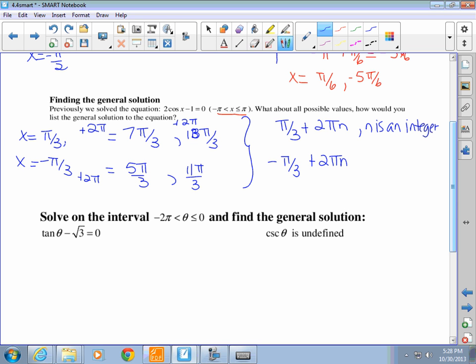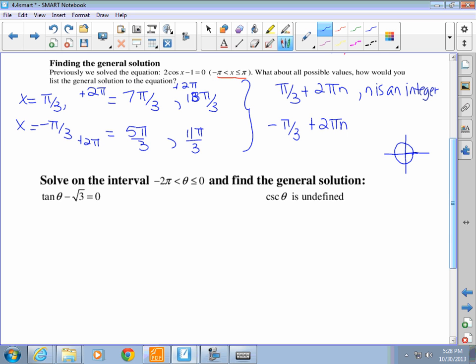Okay, so let's solve the next one. This is on the interval between negative 2 pi and 0. So if I think about it here, I'm doing this and then 0. And then it says, and then find the general solution. So there's 2 parts.